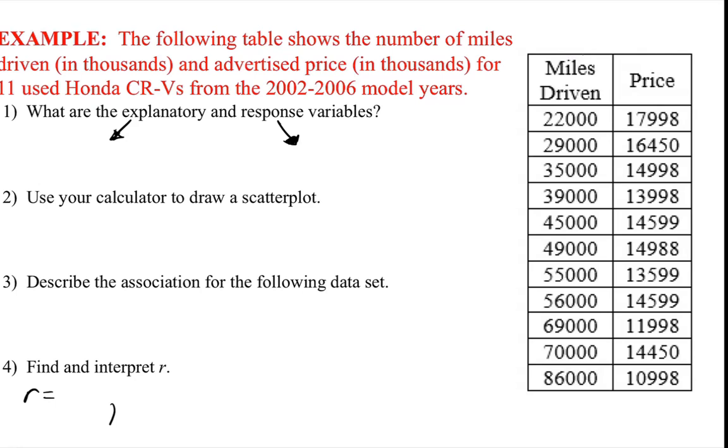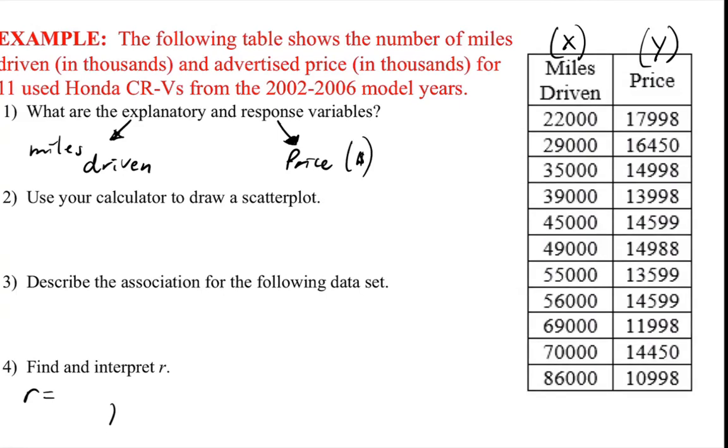So when you read these, try to figure out what are they trying to do? Well, they're trying to figure out, does how many miles you've driven these cars affect the price? That's what they're trying to figure out. So for that reason, this is going to be X and this is going to be Y. Okay. So miles driven is the explanatory. The response is price in dollars.